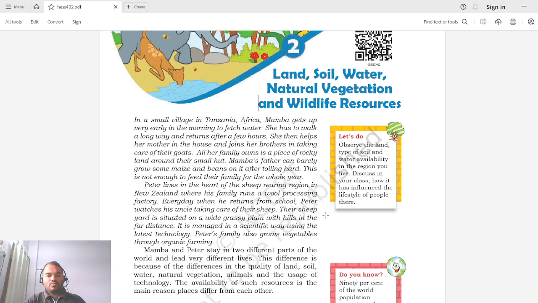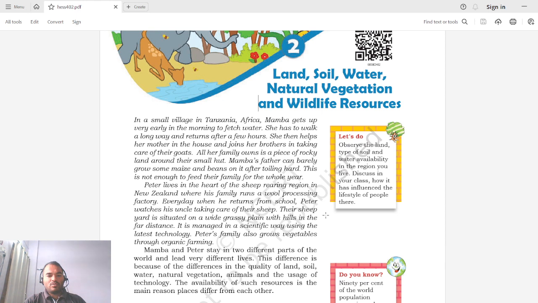To begin with, we have a story over here. So let us start with that. In a small village in Tanzania, Africa, Mamba gets up very early in the morning to fetch water. She has to walk a long way and return after a few hours. She then helps her mother in the house and joins her brother in taking care of their goats.